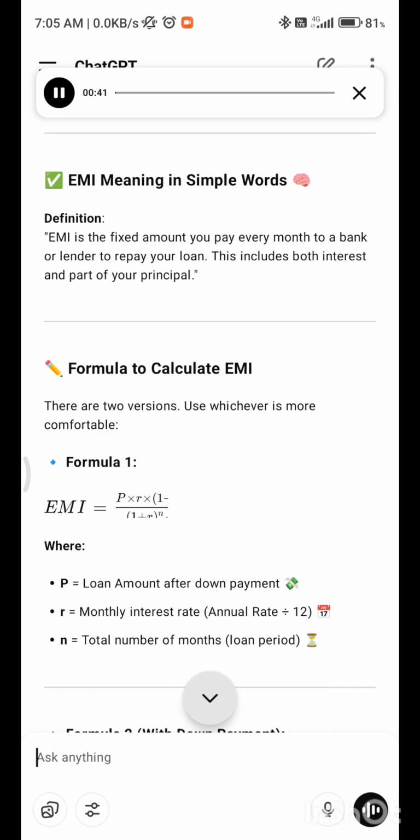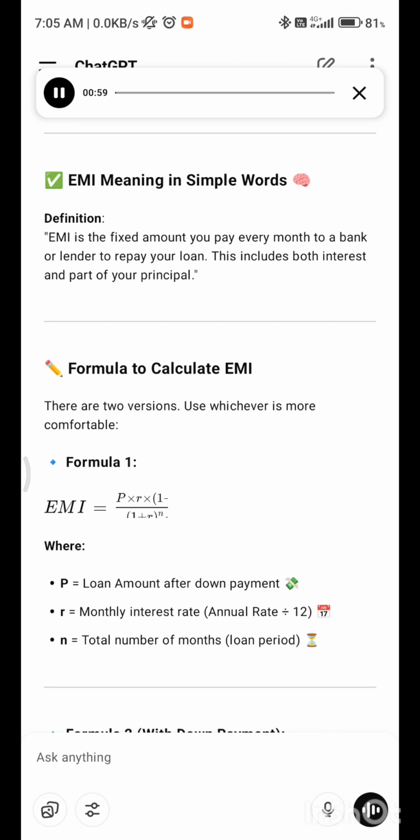EMI, meaning in simple words. Definition: EMI is the fixed amount you pay every month to a bank or lender to repay your loan. This includes both interest and part of your principal. Formula to calculate EMI. There are two versions. Use whichever is more comfortable.